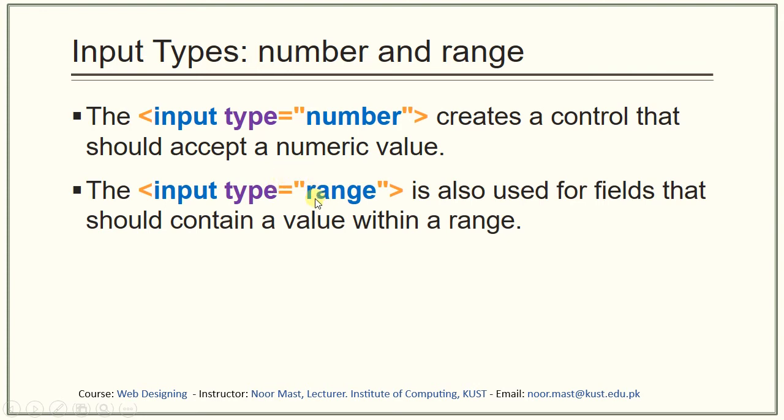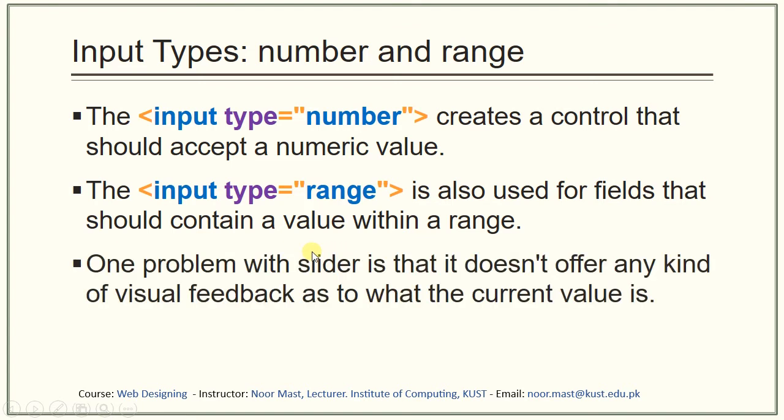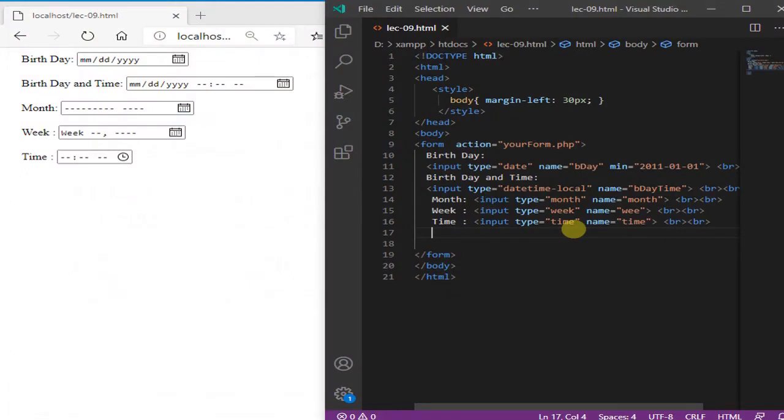Another control for entering numerical value is the input type range. It presents a fancy slider for selecting the values. But one problem with slider is that it doesn't offer any kind of visual feedback about the current value. So you can include an output element to show the current value. So let's add the number and range type input to this code.